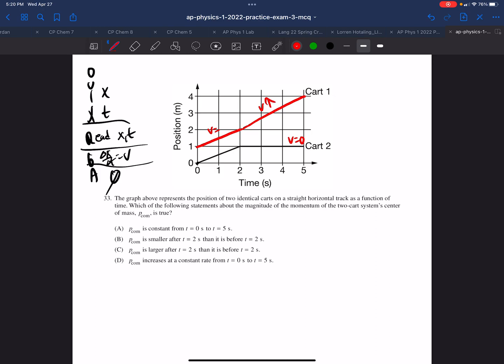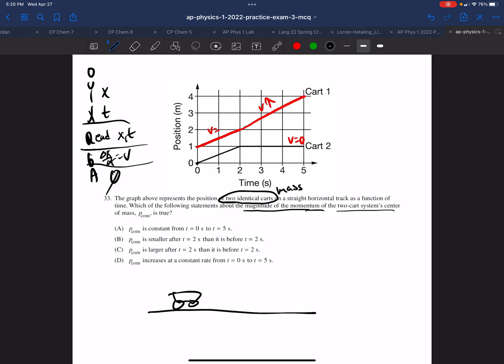All right, so the position of two identical carts on a horizontal track. Which one about the magnitude of the momentum of the two-cart system's center of mass is true? They're two identical carts, which means they have the same mass.